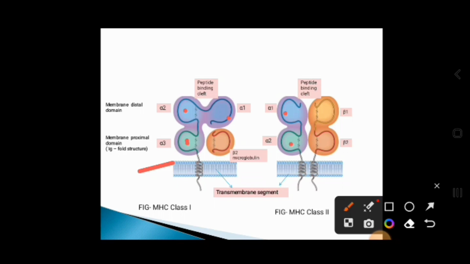The peptide binding cleft in MHC I is formed by alpha 1 and alpha 2. Alpha 1 and alpha 2 form the peptide binding cleft in MHC I molecules, whereas in class 2 MHC molecules, alpha 1 and beta 1 form the peptide binding cleft. These are the transmembrane segment and the cytoplasmic tail. And this is the membrane proximal domain and these are the membrane distal domains.